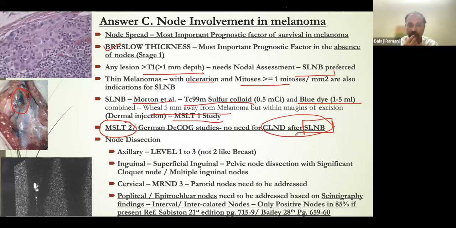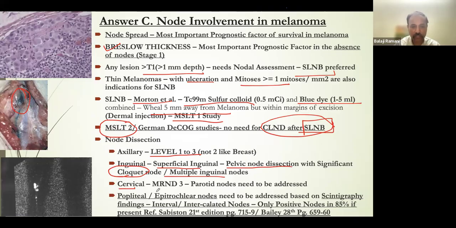There are some differences with regard to nodal dissection and SLNB techniques as far as a melanoma is concerned. So remember, in axilla, for example, you have to do a level 1 to 3 nodal clearance. It is not just level 1 and 2 like we described in breast. And inguinal, you will have to do a superficial inguinal dissection. Pelvic nodal dissection is done whenever there are multiple inguinal nodes or the deep node, which is usually the Cloquet node, is positive. Then you have to do a deep pelvic lymph node dissection.